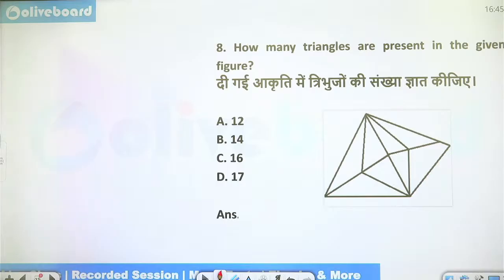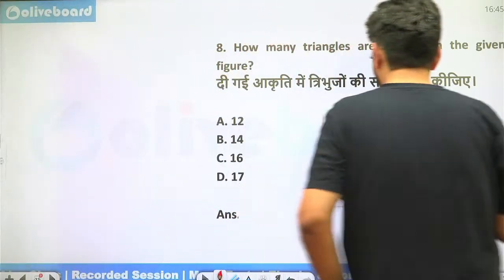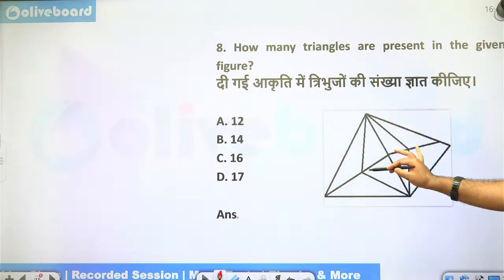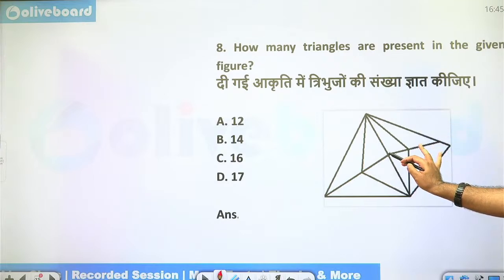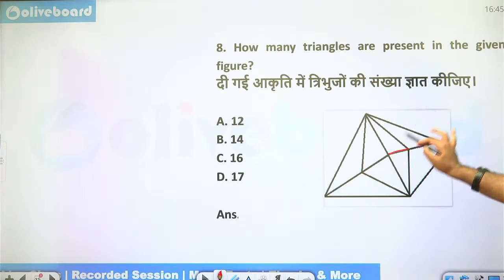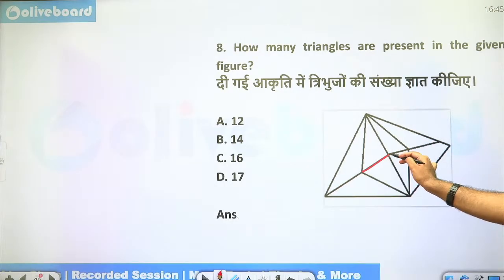Now in this case, if you see, a lot of people will consider this as a quadrilateral again, but you can't do that because this is not a straight line. This is a curve here. That means this is a different line and this is a different line. So you'll have to break it down into different parts.